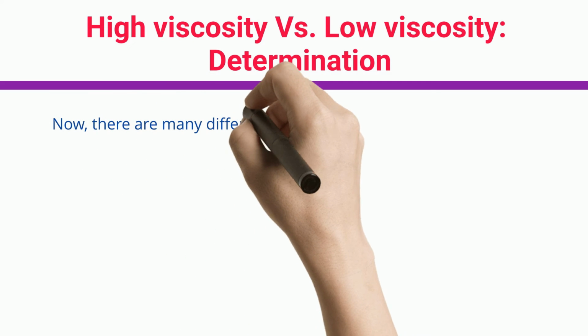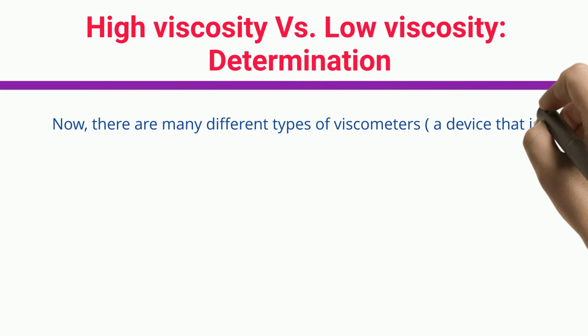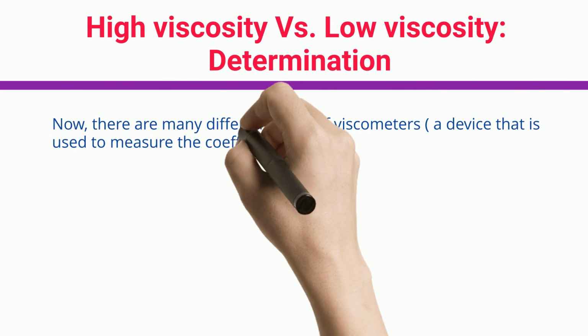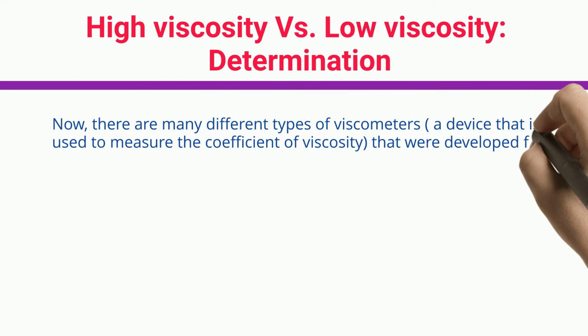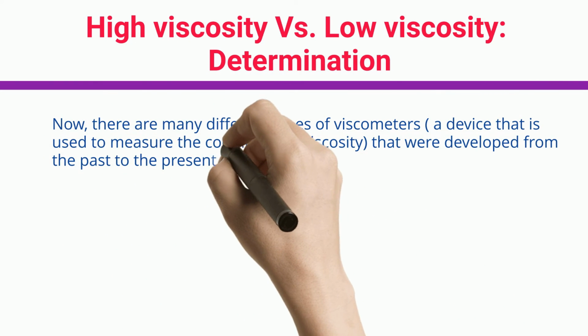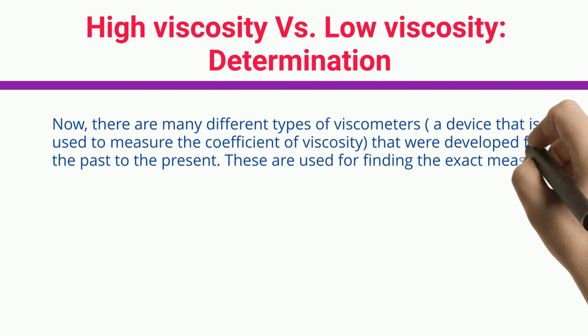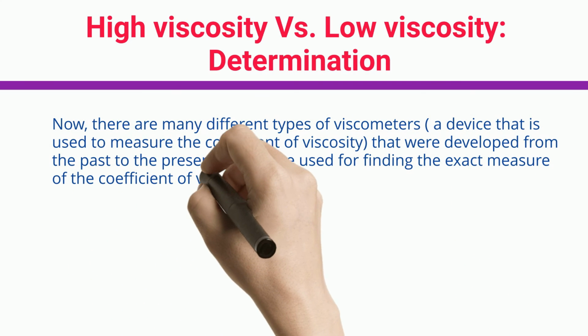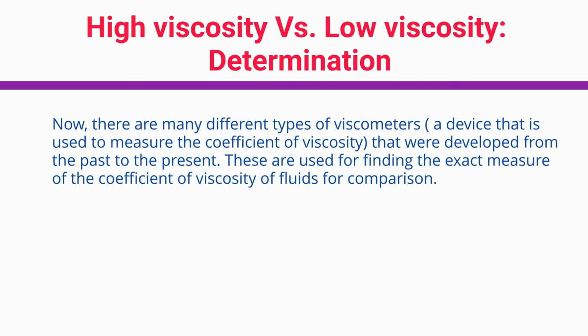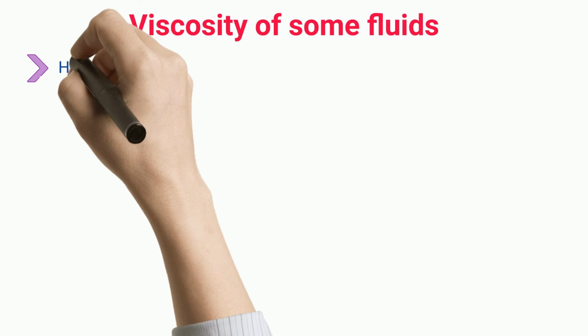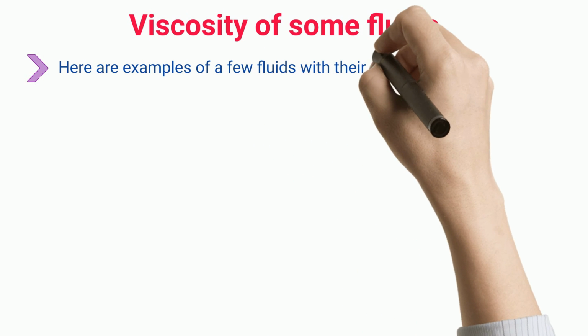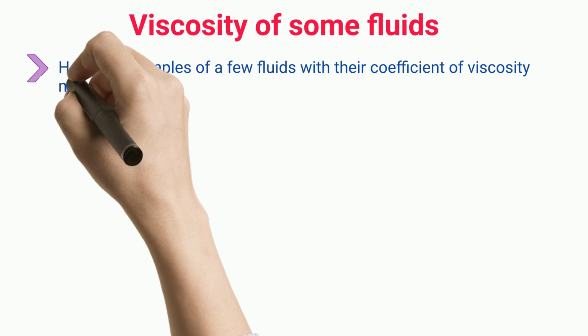Now, there are many different types of viscometers, devices that are used to measure the coefficient of viscosity, that were developed from the past to the present. These are used for finding the exact measure of the coefficient of viscosity of fluids for comparison. Viscosity of some fluids. Here are examples of a few fluids with their coefficient of viscosity mentioned in the table given below.